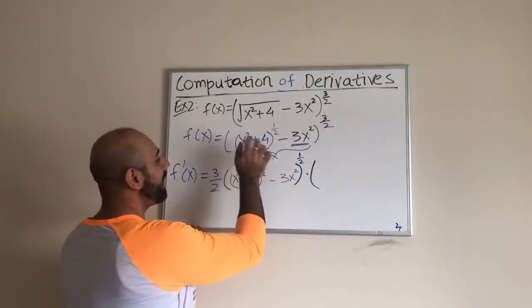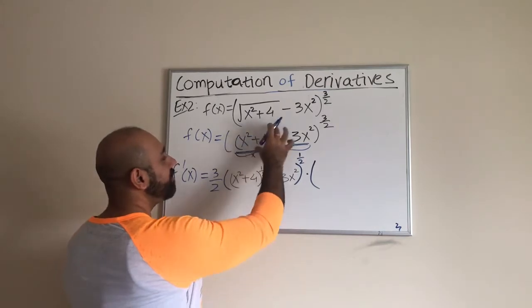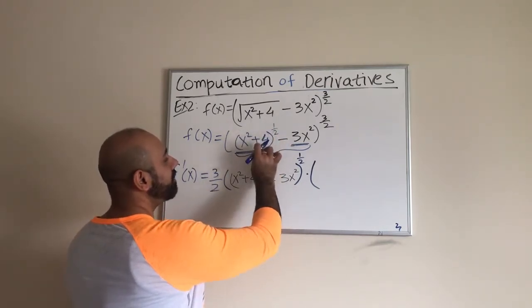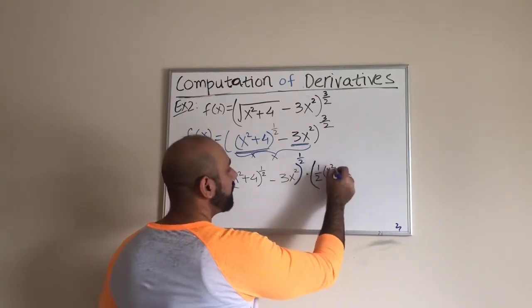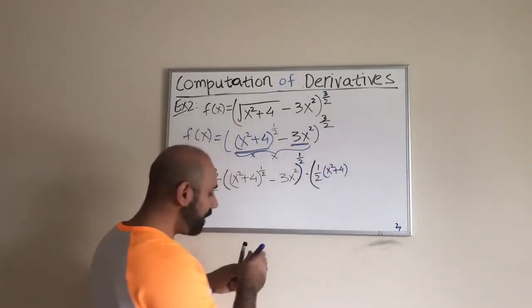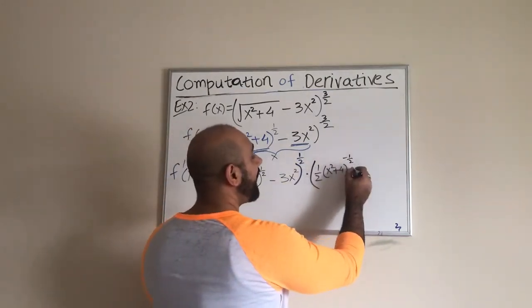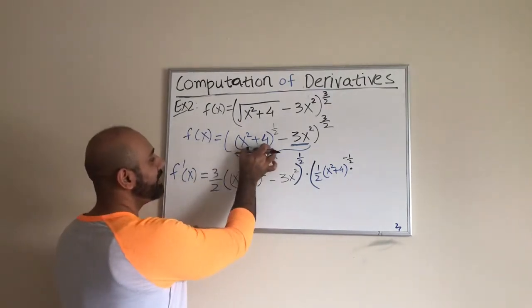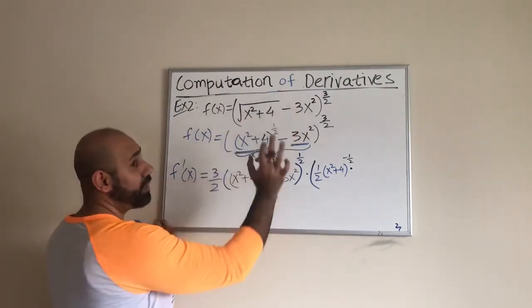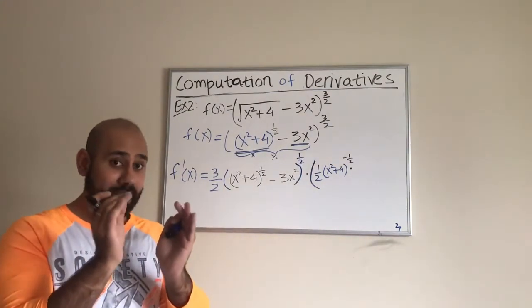This guy, again, I'm going to treat as an x, and then I'm going to first write the derivative of x to the power 1/2, which is 1/2 times x squared plus 4 raised to the power 1/2 minus 1, which is going to be negative 1/2. But I still have to multiply by the derivative of the inner, and when I say derivative of the inner, it is just what is inside the parentheses.